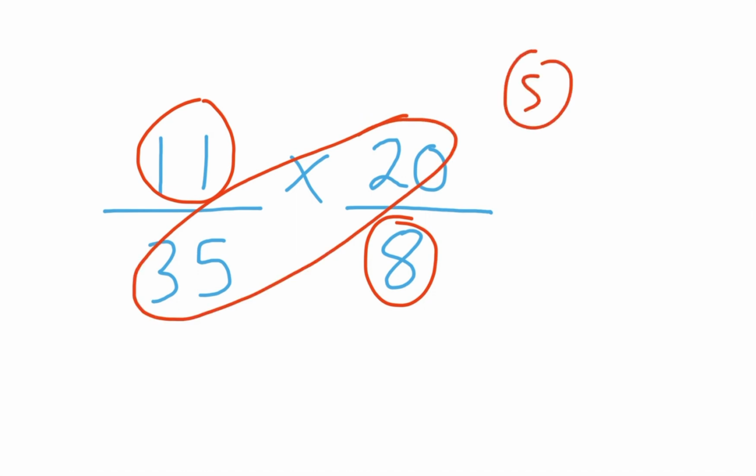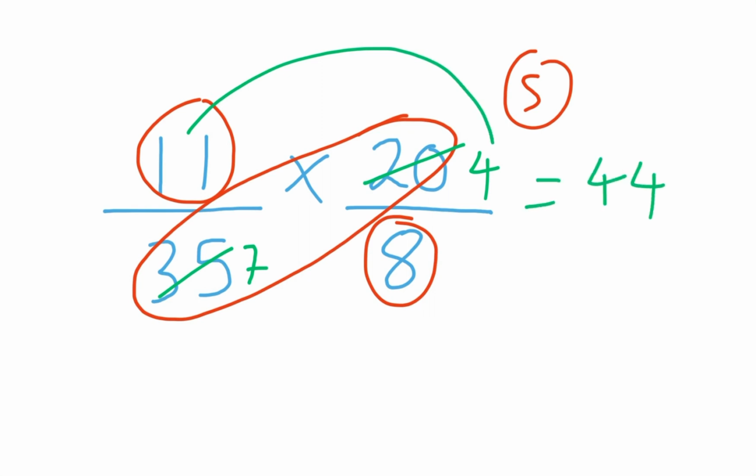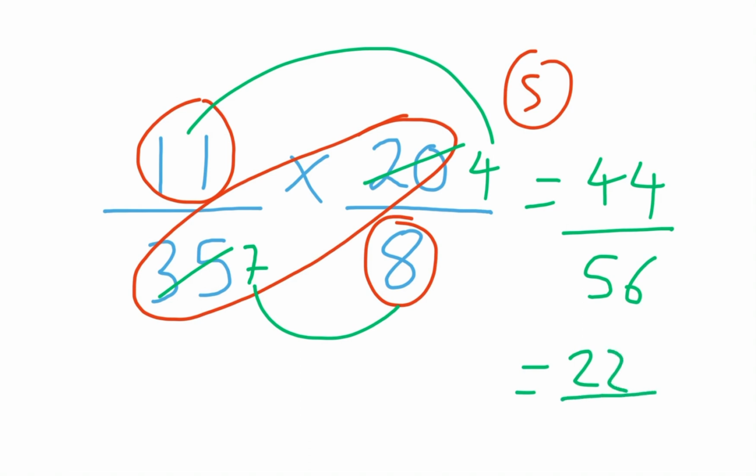So if you simplify it, 5 into 20 becomes 4, and 5 into 35 becomes 7. You've now got 11 times 4, which is 44, and 7 times 8, which is equal to 56. Again, you can simplify it if you want to, so you end up with 22 over 28, which is equal to 11 over 14. So you can simplify it further if you have that skill.